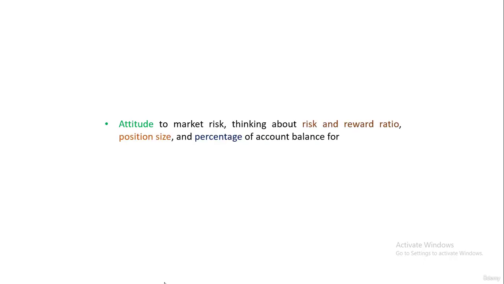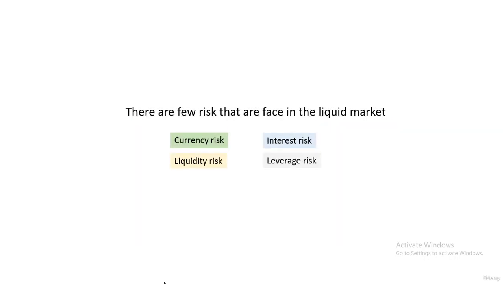You should work out your attitude to market risk, thinking about risk and reward ratio, position size, and percentage of account balance for each trade. You also place a stop loss to protect against the market going against your position. There are a few risks that are faced in live market trading, so some risks are given below.